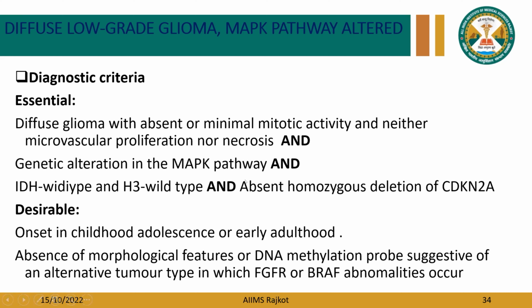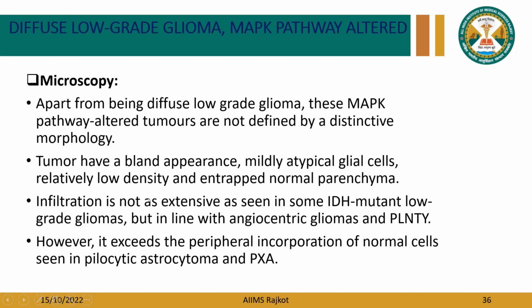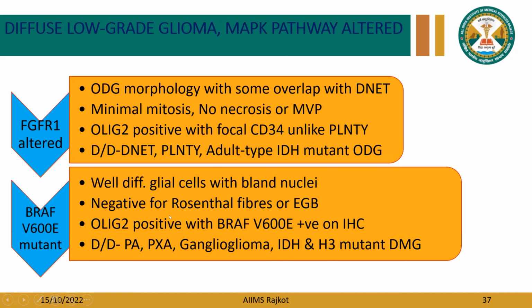Desirable criteria are onset in childhood and absence of morphological features of any other tumor which contains FGFR or BRAF mutation. Predominant location is the cerebral hemisphere, and the clinical features are long-standing epilepsy along with headache, nausea, and vomiting. Microscopically, these tumors typically do not show any distinctive morphology. They usually have a bland appearance. Next. Now they are again divided into two types: FGFR1 altered and BRAF mutant.